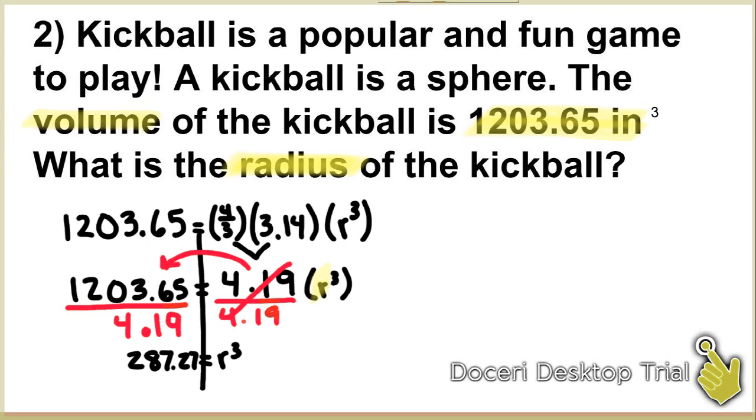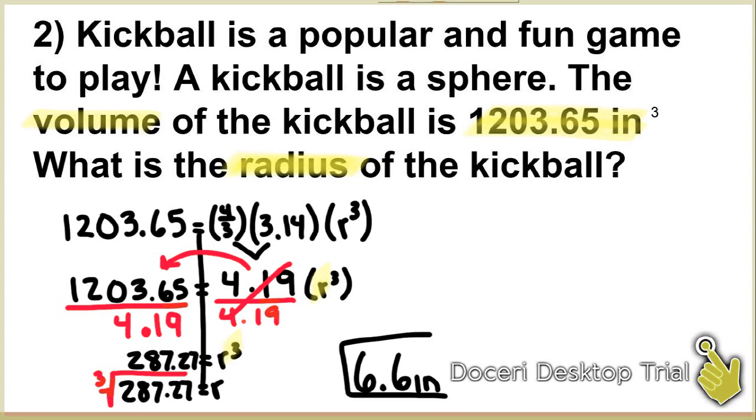Now remember, this is r cubed, this is an r, so we are not finished. We know that the inverse of cubing a number is cube rooting the number. So we know that our final step here was to cube root 287 and 27/100ths, and that's going to give us r. Now when you cube root this and round it, it gives us 6 and 6/10 inches. Now remember, this is just the radius, so it's not inches cubed, it's just inches. So our final answer should have been 6 and 6/10 inches for number 2.